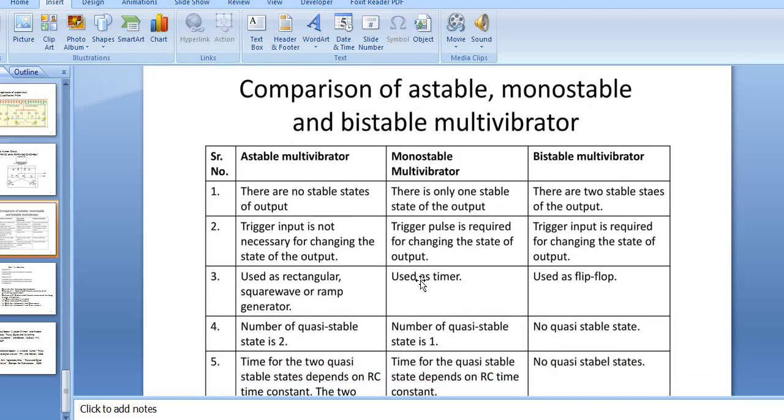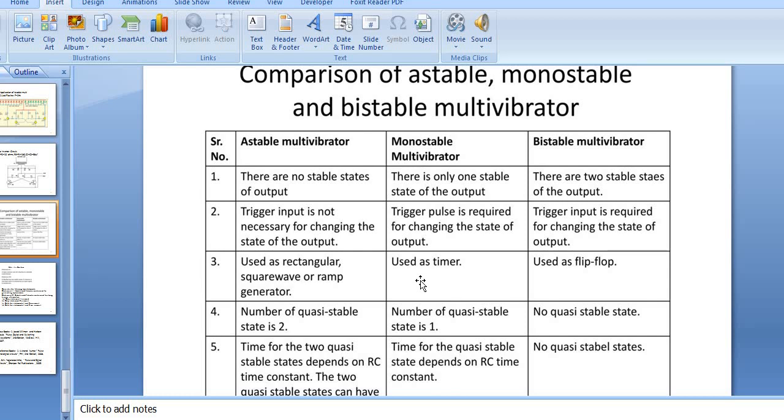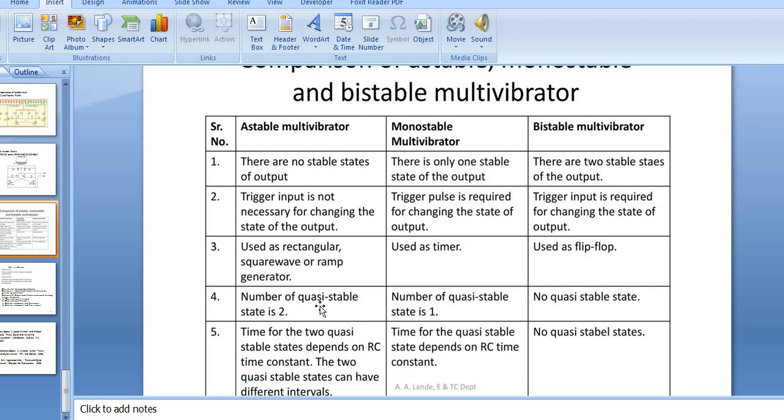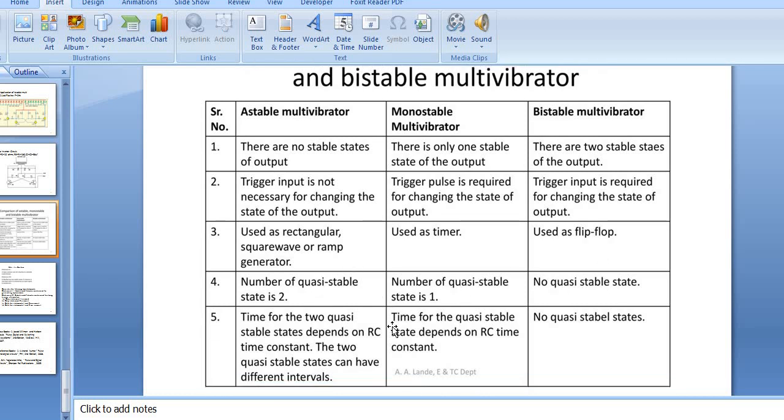These are the differences between the three multivibrators: astable multivibrator, monostable and bistable, right? Astable multivibrator, as we have seen, has no stable state at all, right? Monostable has one stable state, bistable has two stable states. Triggering is absolutely not required for astable, it is required for both monostable and bistable, right? Coming to the applications, it is used to generate a square wave, it is used as a timer, it is used as a flip-flop. We have seen the SR flip-flop as a bistable multivibrator, right? Quasi-stable states are 2, 1, and no quasi-stable state, right?